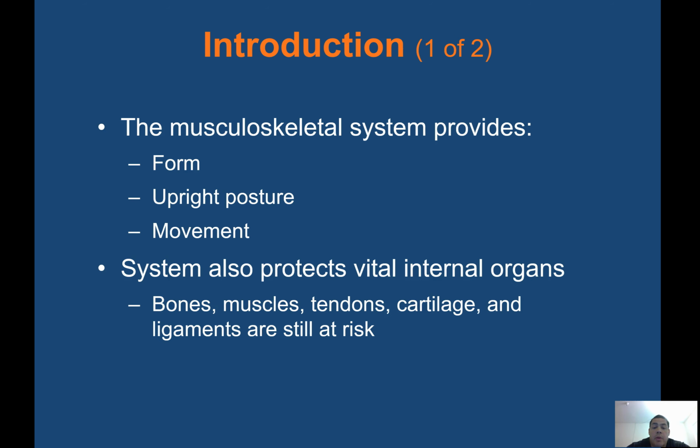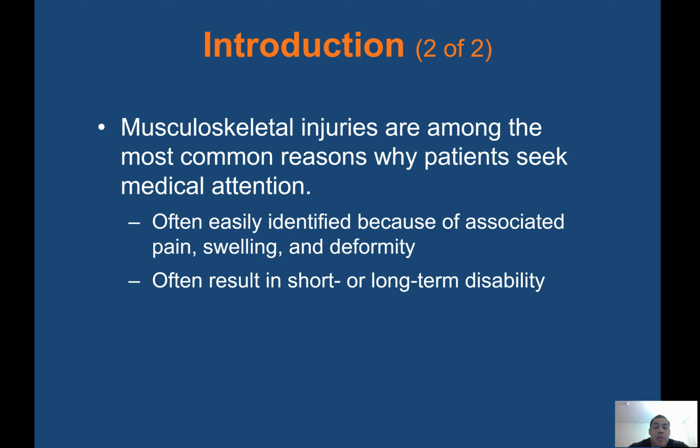Introduction. The musculoskeletal system provides form, upright posture, and movement. The system also protects vital internal organs. Bones, muscles, tendons, cartilage, and ligaments are still at risk. Musculoskeletal injuries are among the most common reasons why patients seek medical attention. They are often easily identified because of associated pain, swelling, and deformity, and often result in short or long-term disability.